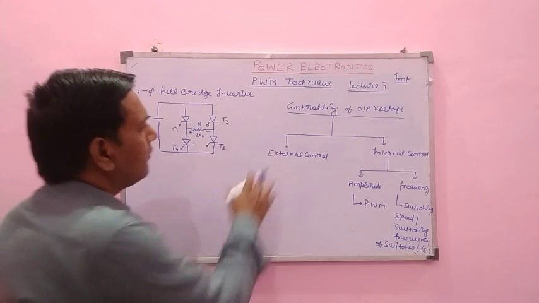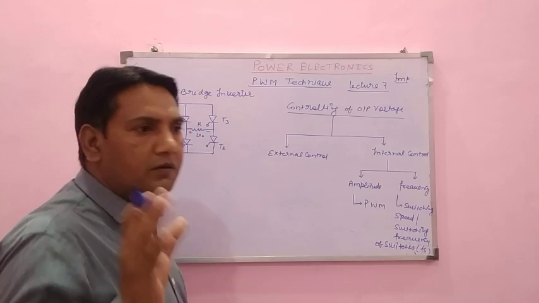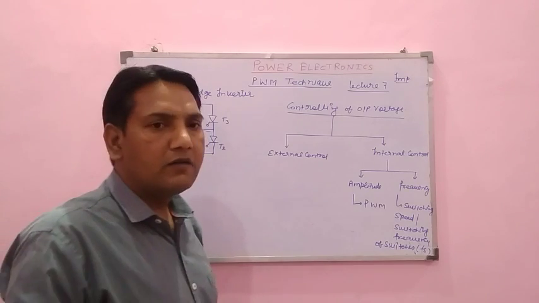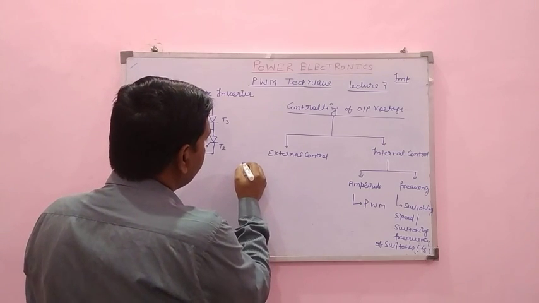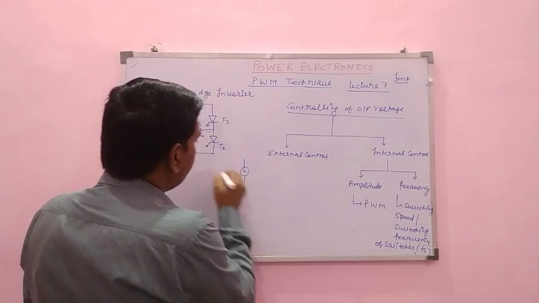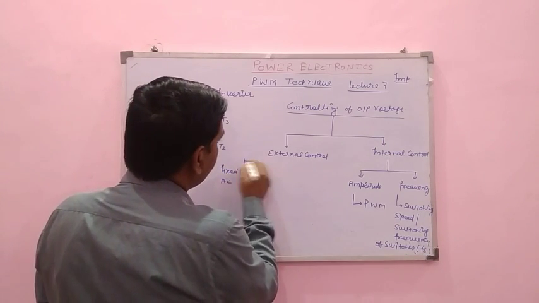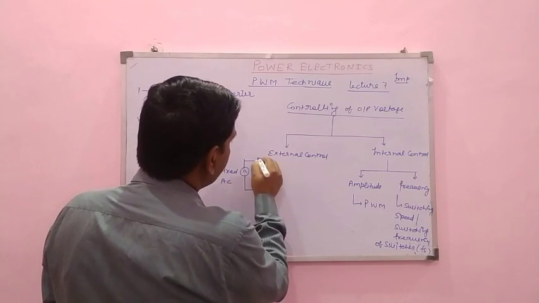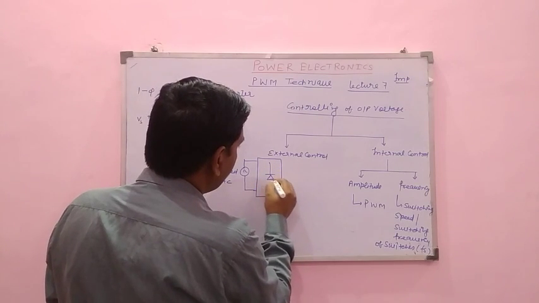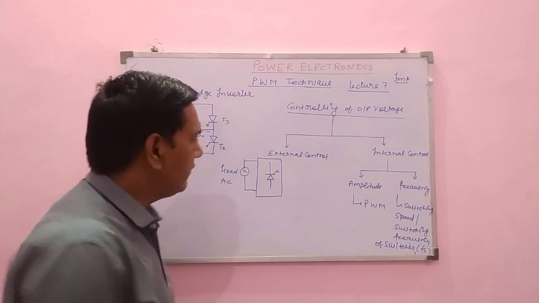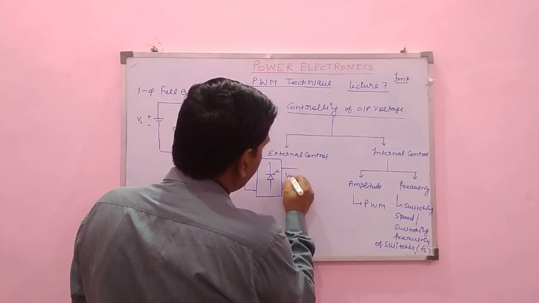Now the second mode is external control. In external control, some external circuits, some external converters, are added to the inverter circuit. For example, we have a fixed AC supply. First we will convert this fixed AC into variable DC, so we will use a controlled rectifier. After the controlled rectifier we will get variable DC.